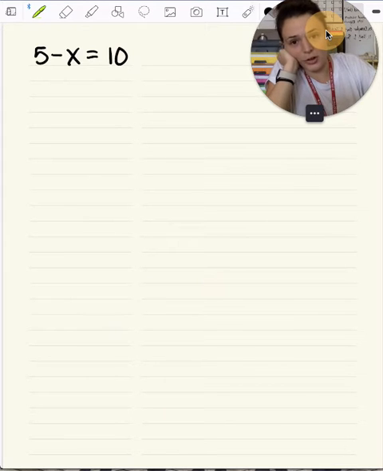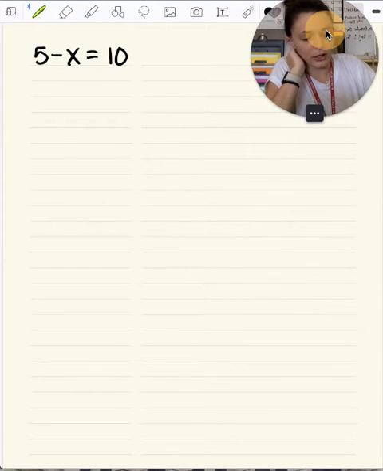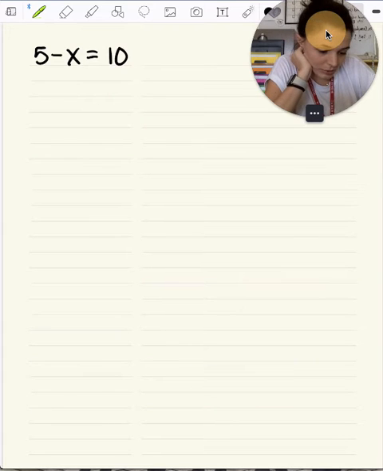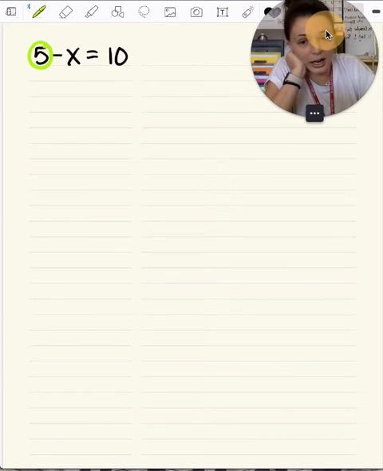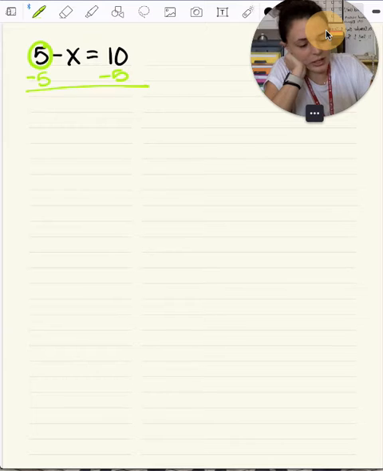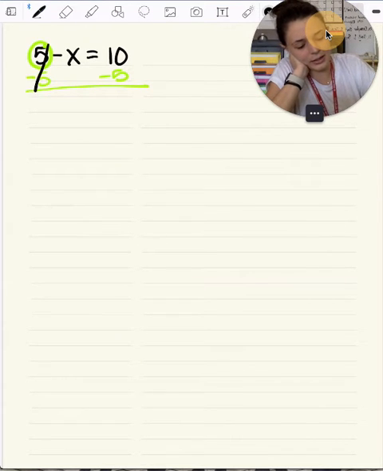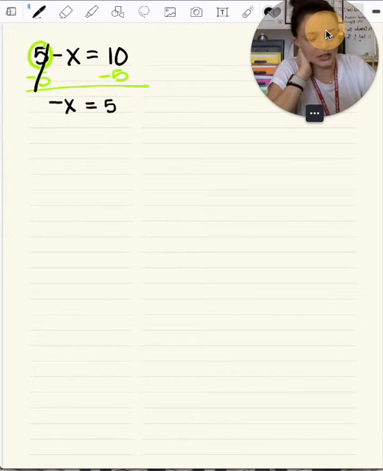But if we remember our notes from the beginning, negative x actually means negative 1 times x. So that's not what I'm looking for. The first thing that I'm actually going to do is subtract this 5 from both sides. I'm going to do minus 5, minus 5. Over on the left-hand side, these cancel out, and I'm left with negative x equals 10 minus 5 is 5.